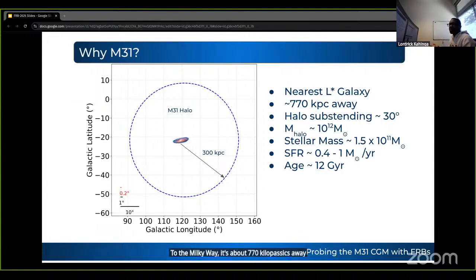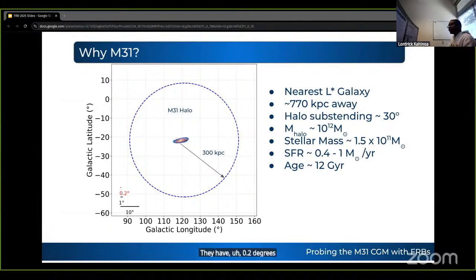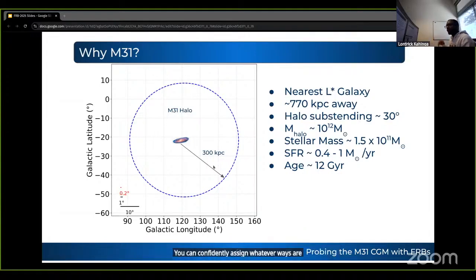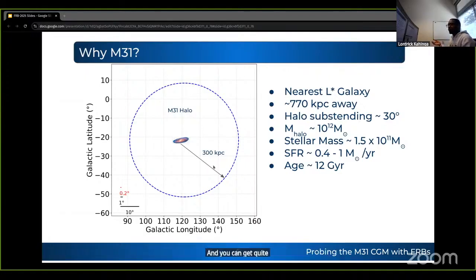It subtends about 30 degrees in the sky, which is fantastic because when you're thinking about, for example, the CHIME sample or the unlocalized FRBs in CHIME, they have about 0.2 degrees square on average localization. So when you look at the plot on the left here, this is 0.2, and this is about 30 degrees, and this is all 300 kiloparsecs. And so you can confidently assign what FRBs are going through the halo and what FRBs are not going through the halo, and that's great. And you can get quite a few FRBs going through M31, and we'll talk about that sample later.